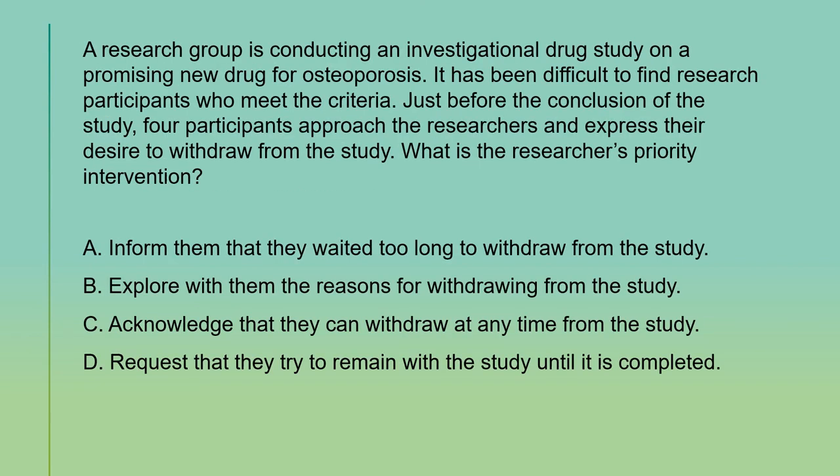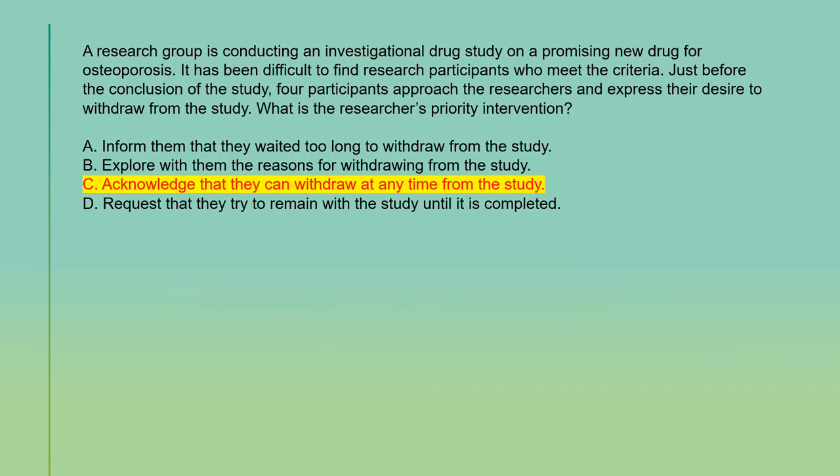A research group is conducting an investigational drug study on a promising new drug for osteoporosis. It has been difficult to find research participants who meet the criteria. Just before the conclusion of the study, 4 participants approached the researchers and expressed their desire to withdraw from the study. What is the researcher's priority intervention? A. Inform them that they waited too long to withdraw from the study. B. Explore with them the reasons for withdrawing from the study. C. Acknowledge that they can withdraw at any time from the study. D. Request that they try to remain with the study until it is completed. Answer C. Acknowledge that they can withdraw at any time from the study.